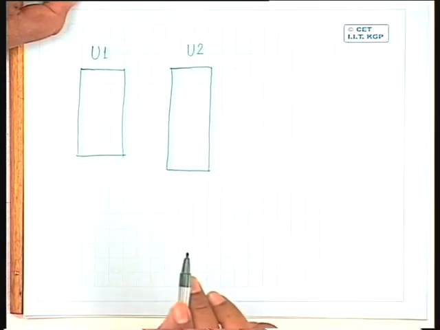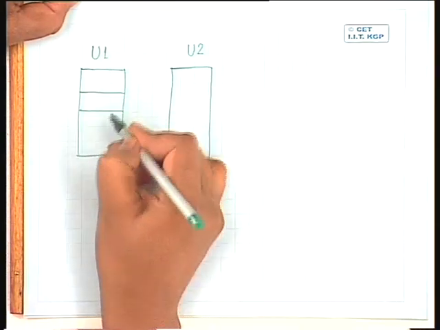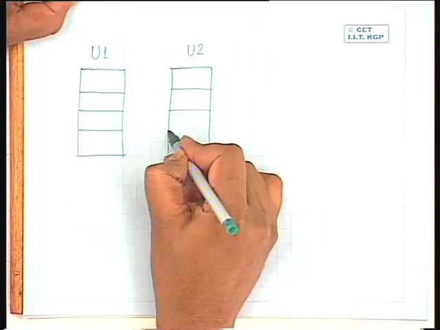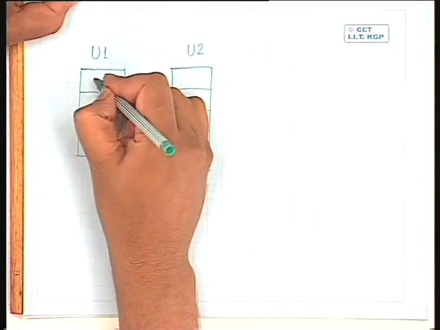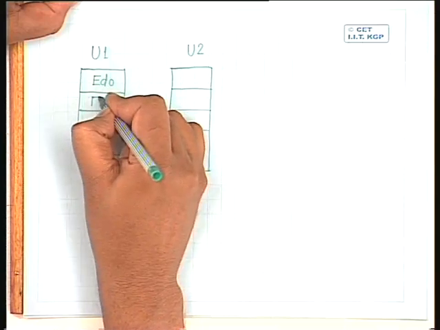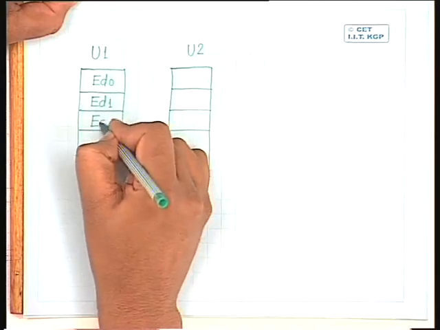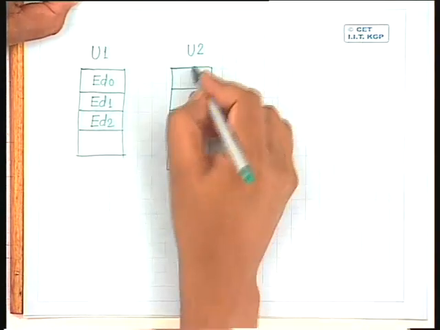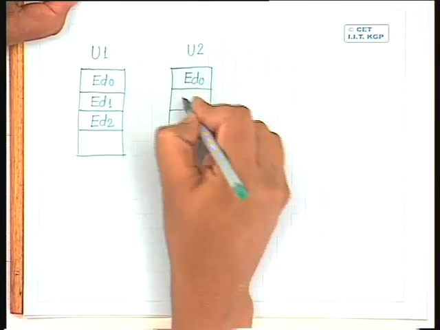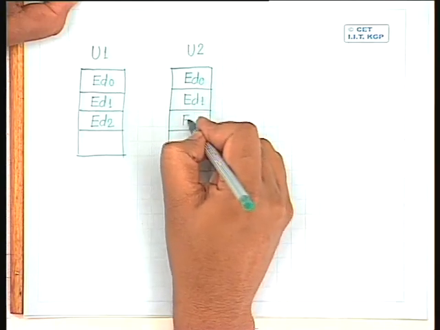of user 2. Okay. So it may be like this, that the editor program consists of 3 pages. We'll put that as edit page 0, edit page 1 and edit page 2. For user program 2 also, the editor program is broken into 3 pages, edit page 0, edit page 1 and edit page 2.